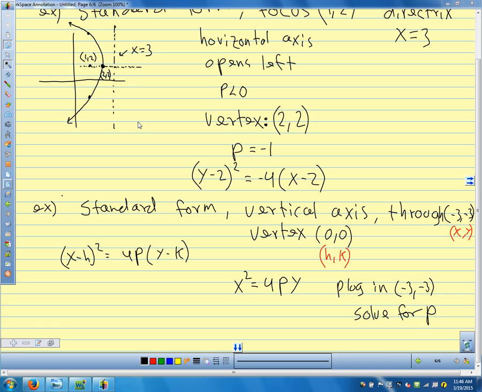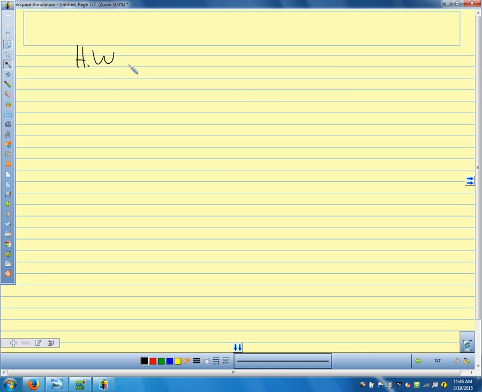Okay. I'm going to put the homework up, and then I want to show you my little demonstration of how I can draw a parabola using a focus and a directrix.